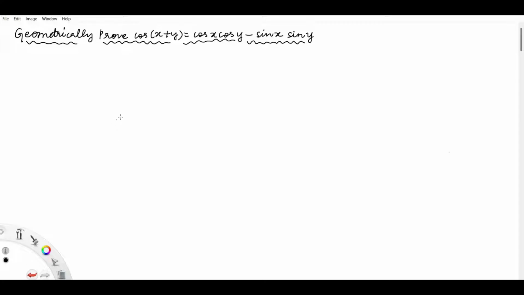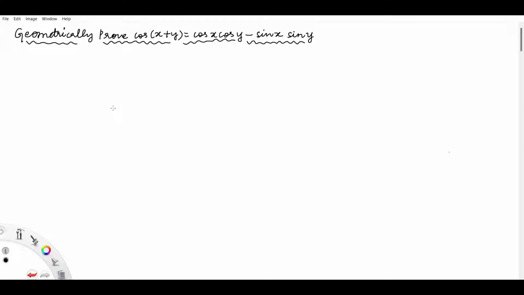Today we are going to touch upon a small topic from the chapter Trigonometry. That is, we are going to geometrically prove cos of x plus y is equal to cos x cos y minus sin x sin y. How do we get this equation? We are going to see today.